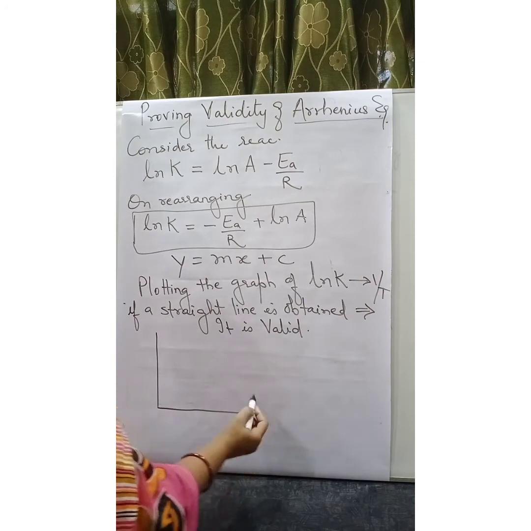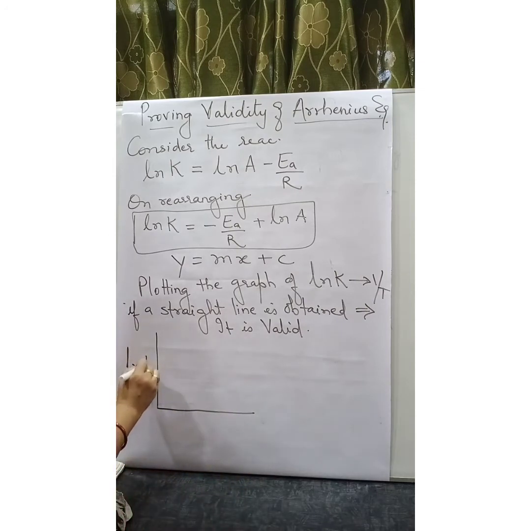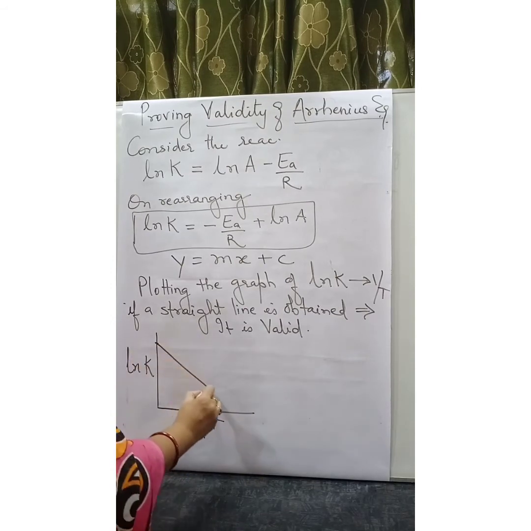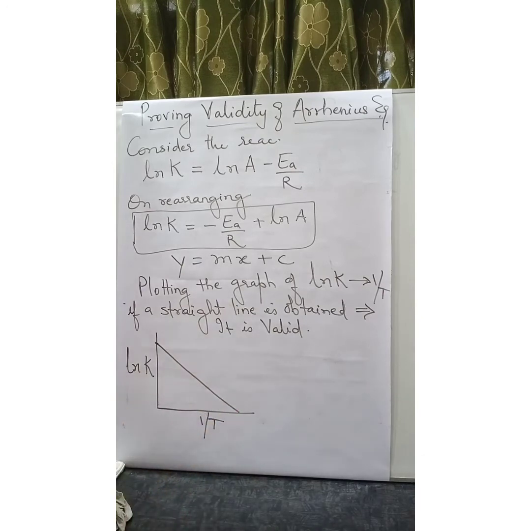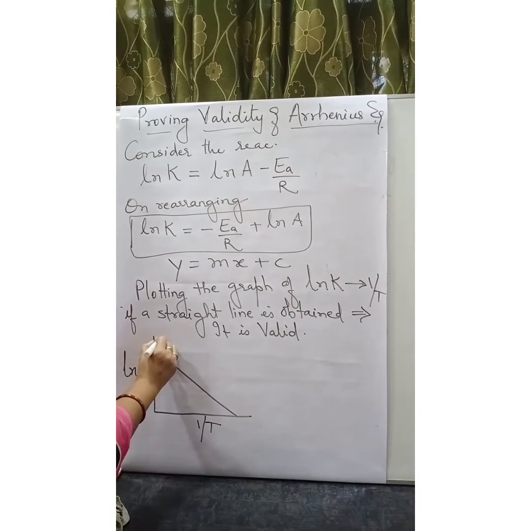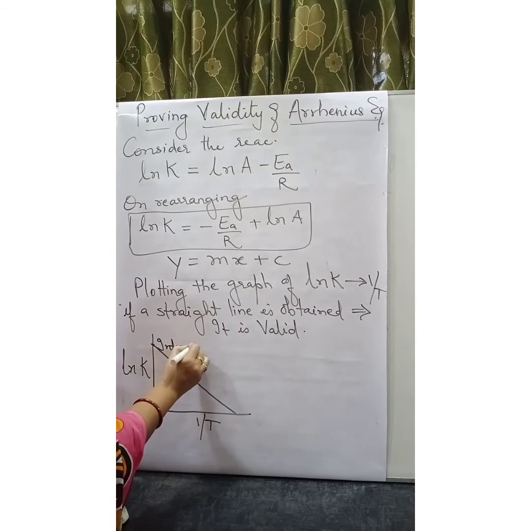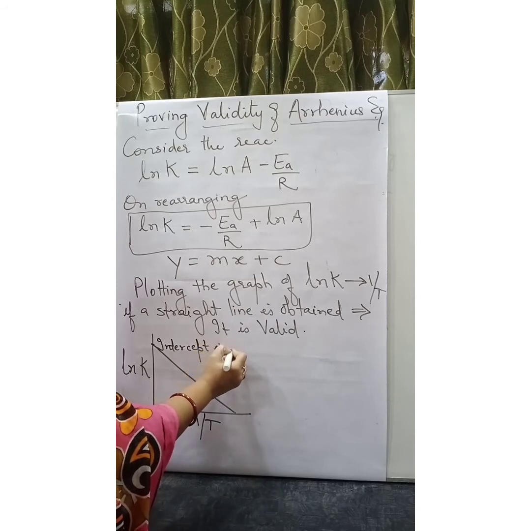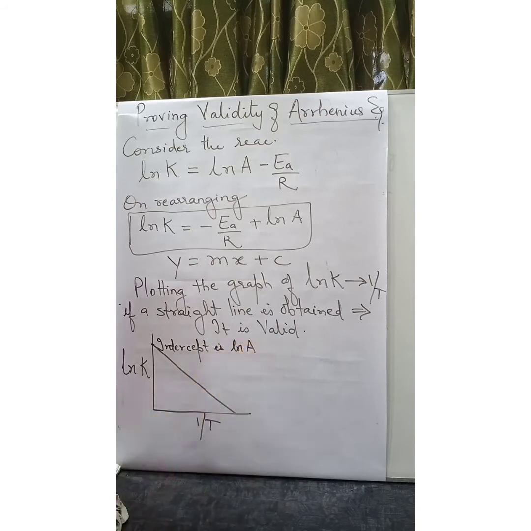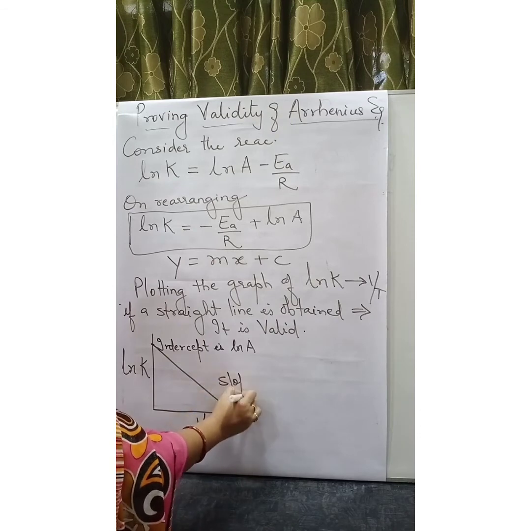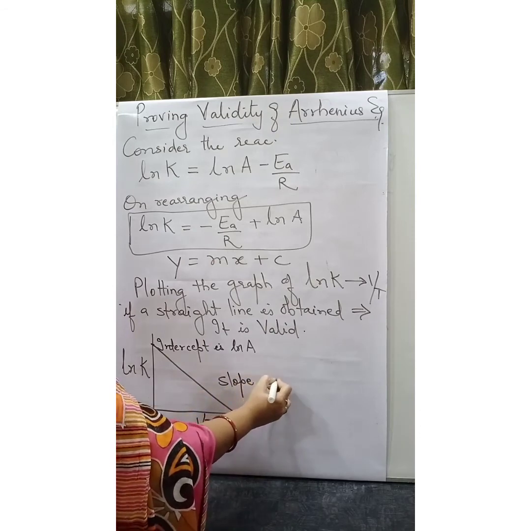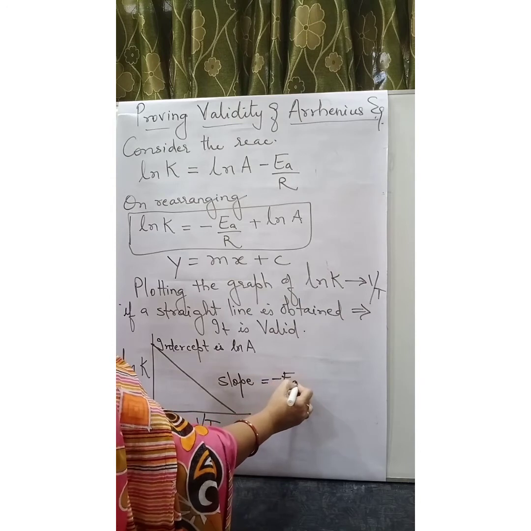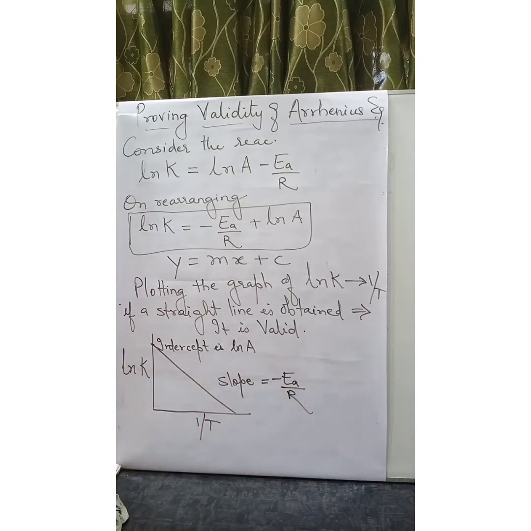Let us see. I am plotting a graph of ln k against 1 upon T. When I plot this graph, I get this kind of graph where the intercept is ln A and the slope is equal to minus Ea upon R.